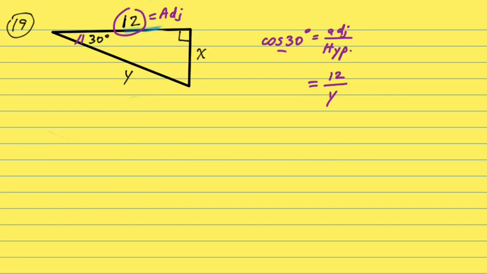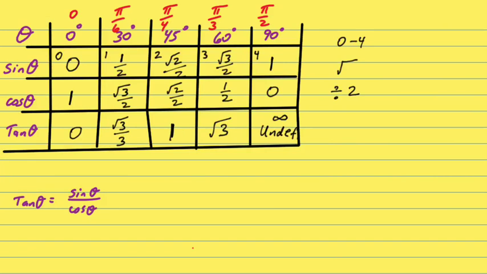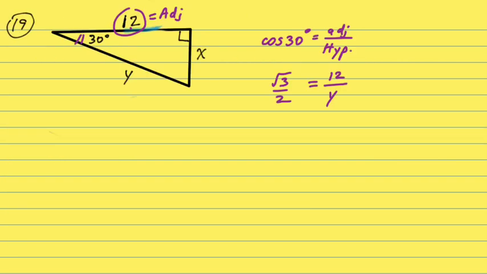So I know cosine of 30 would be adjacent over hypotenuse. The adjacent is 12, the hypotenuse is y. And cosine of 30, I know on my trig table, is radical 3 over 2. If you look on your trig table, cosine of 30 degrees. Did we do a trig table here somewhere? Cosine 30 degrees, radical 3 over 2. So I'm going to put radical 3 over 2.